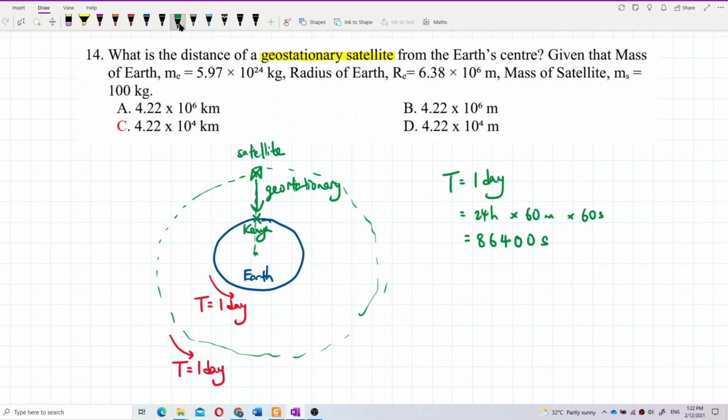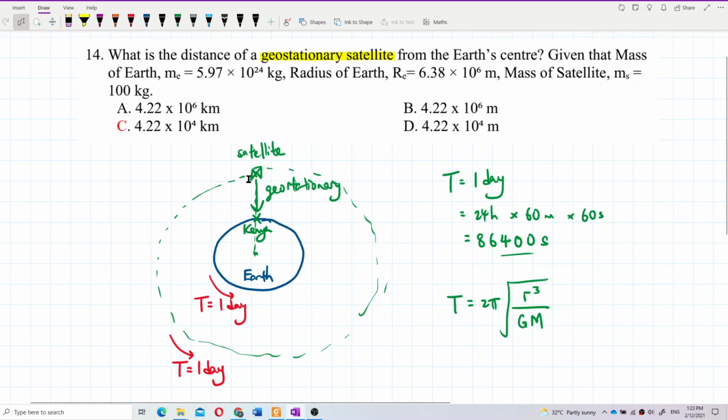86,400 seconds. Do you know that as you procrastinate all this while, the time is ticking along for 1 day, each day will complete this amount of seconds. Do you know how much time you have wasted doing nothing? Okay. All right, so let's use the formula period equals 2 pi square root r cubed over GM.